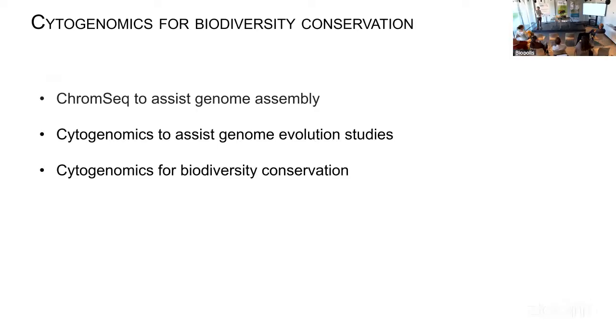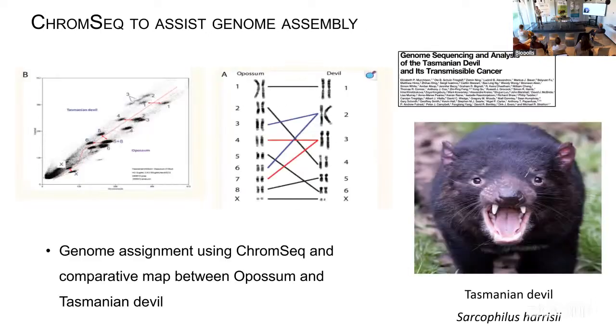And cytogenomics can actually be used also for biodiversity conservation, and I will show you some examples of this as well. So starting from the first one, for those of you who are working with vertebrate reference genomes from the very beginning, you may recall this paper. This was one of the first reference genomes that came out in 2012. For sure, it was one of the first marsupial reference genomes.